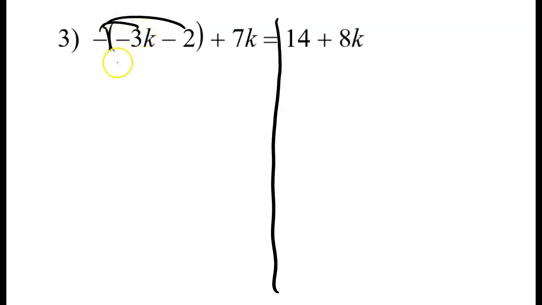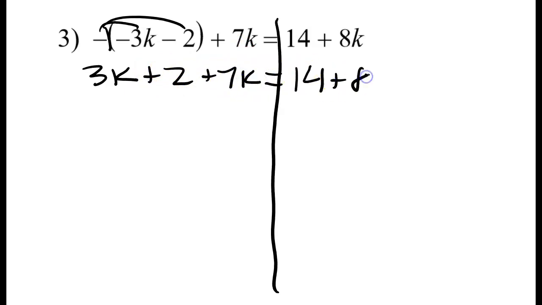Negative 1 times negative 3k is positive 3k. Negative 1 times a negative 2 is a positive 2. And then bring down everything else like we did for all the other examples. Plus 7k, then we've got a 14 plus 8k. All right, so now I'm searching. Are there any like terms on the same side of the equal sign that I can put together?